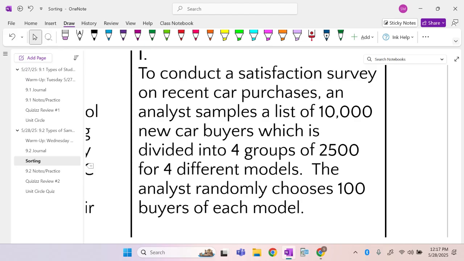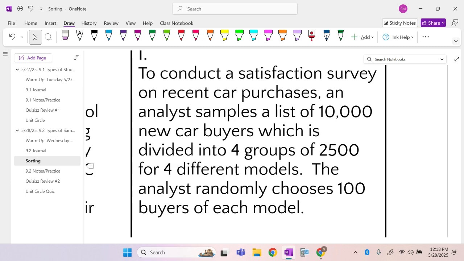All right. What makes it stratified and not cluster is the fact that they are selecting between 4 different models of cars. So, for example, let's say that we're talking about a Ford dealership. And they look at, okay, who's buying F-150s, who's buying Escapes, who's buying Explorers, and who's buying Expeditions. And they're just looking at it that way.